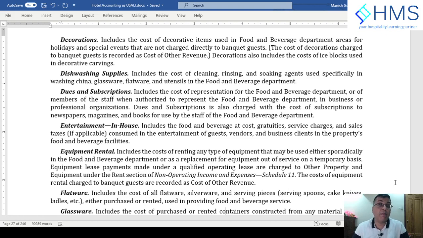But if they are for a permanent basis, then the cost will be going to other property rentals, not to equipment rental. Equipment rental is only for the temporary period. However, if the cost of equipment has been charged to the guest, then it will be recorded as a cost of revenue. Then you have the next line item as flatware.